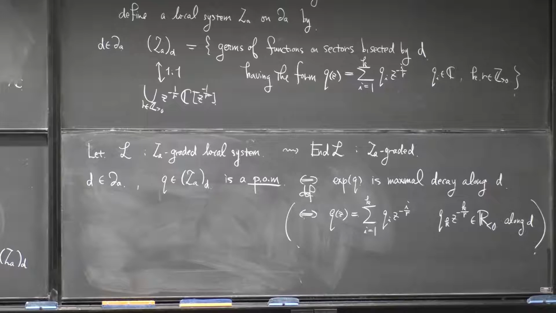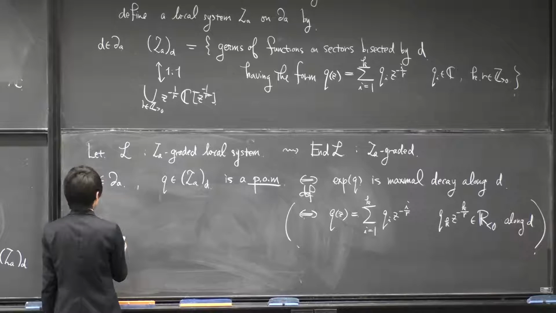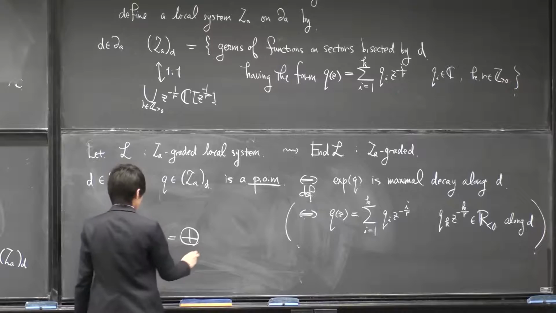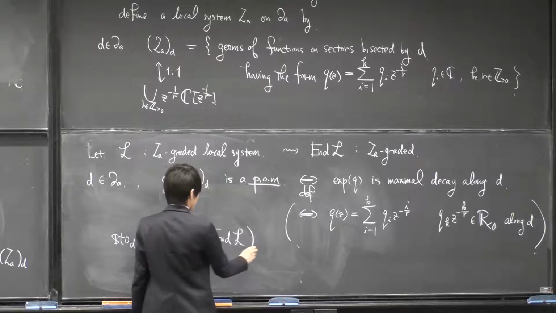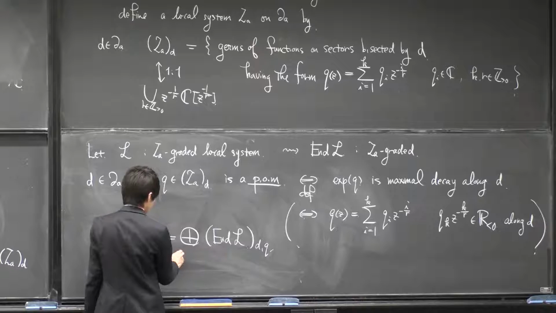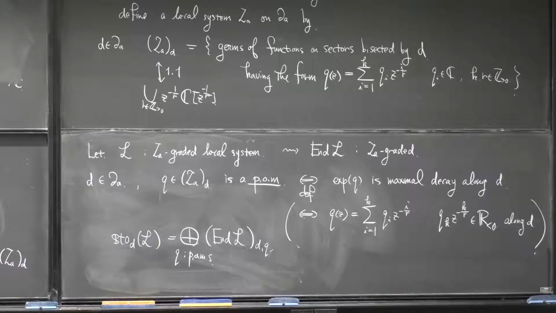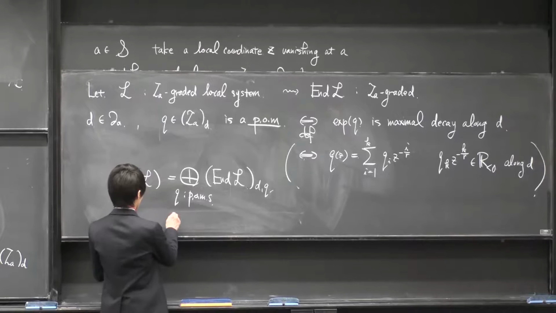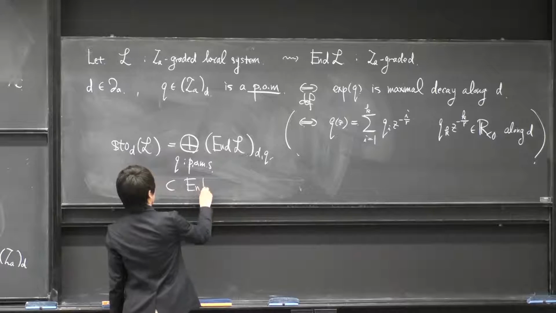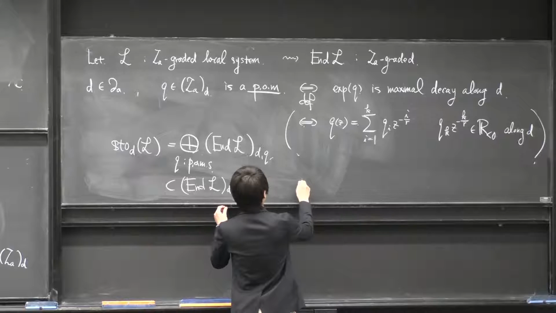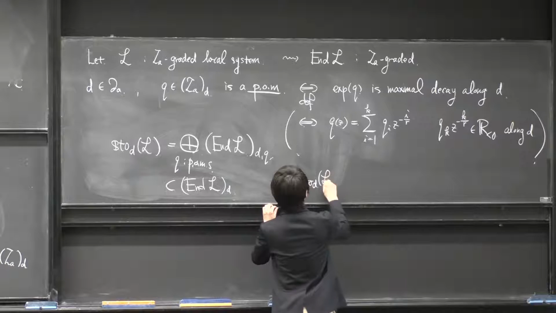So using the points of maximal decay, let me define Sto_d by the direct sum of graded pieces of End L among all points of maximal decay. Then you can check that this is a nilpotent subalgebra of End L. So you can exponentiate this Lie algebra to define some group, which we call the Stokes group.